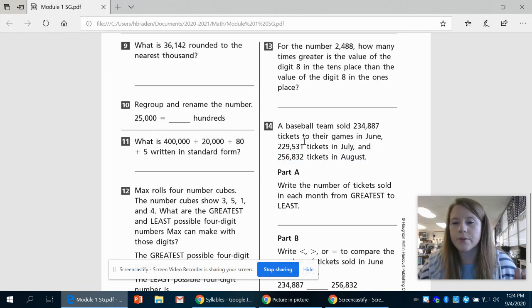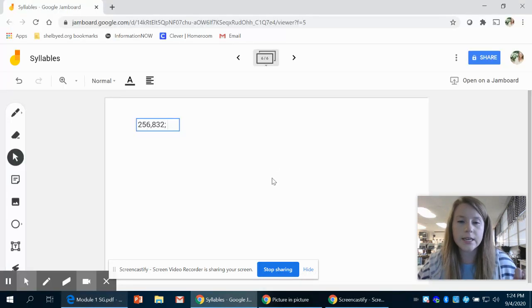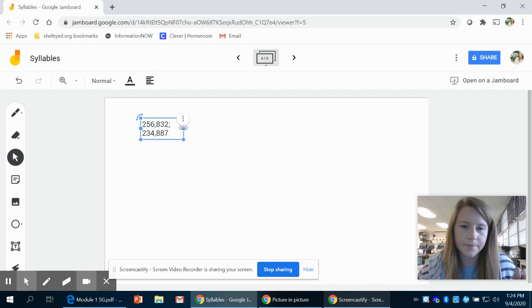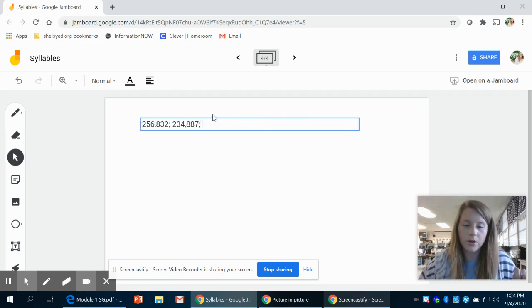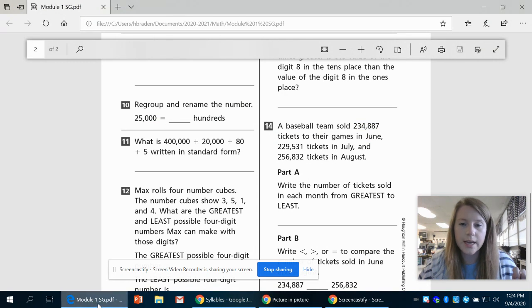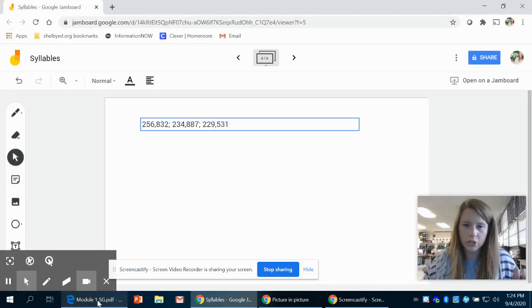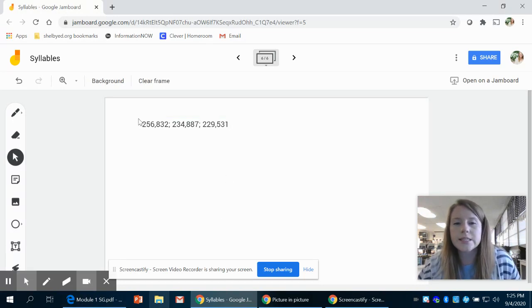Okay, so now we have 2 numbers left. We got to look at June and July. So we have 2 and 2 100,000s. We have 3 10,000s and 2 10,000s. Well, that one's bigger because there's 3 10,000s there and there's only 2 10,000s there. So 234,887 is our next number. Make sure I have it going the right way. There we go. And we only have one number left, so that is 229,531. And those are in order from the greatest to the least.